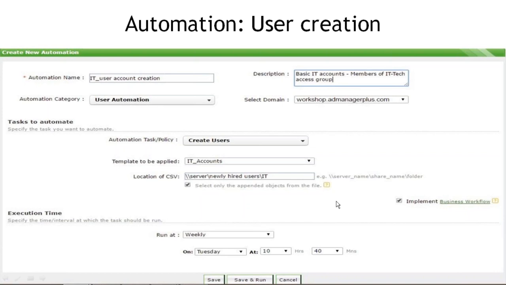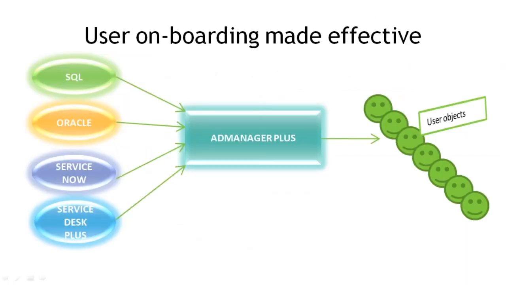All right. Now, you are not interested in actually creating an Excel sheet, saving it in a network path, and then telling the application to go and look for this CSV file. We make the process even easier for you. So this is an effective onboarding mechanism that the application gives you.